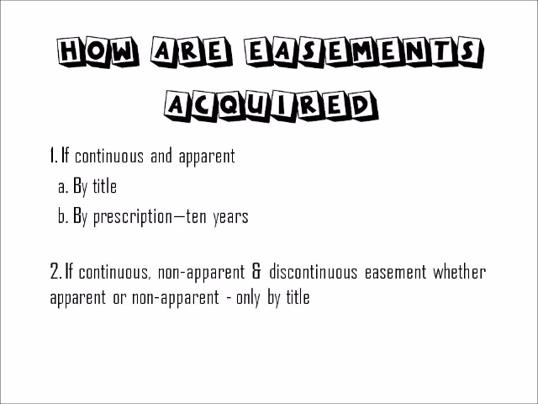How are easements acquired? If it's continuous and apparent, you could either acquire it by title or by prescription of 10 years. If it's continuous non-apparent and discontinuous, whether apparent or non-apparent, you could only acquire it by title.